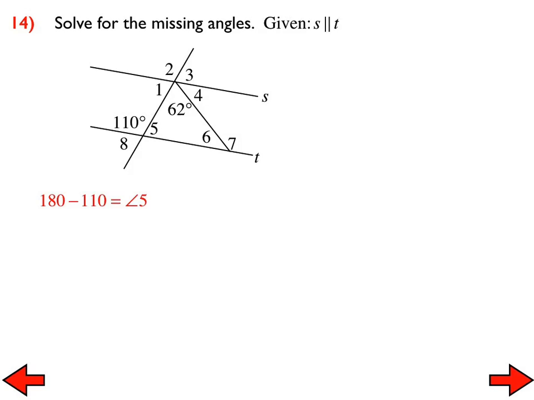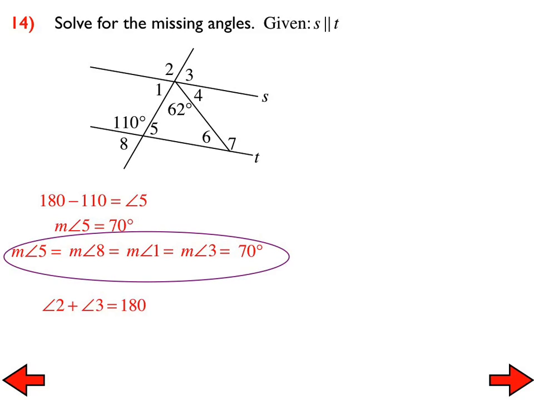All right, number 14. First of all, I'm going to find angle 5 because it's supplementary to the 170 degree angle. And I know that angle 5 is congruent to angle 8 because they are vertical to each other. And it's also congruent to angle 1 because 1 and 5 are alternate interior, or 1 and 8 are corresponding, all because T and S are parallel to each other. And also congruent to angle 3 because 1 and 3 are vertical to each other. So all of those are 70.